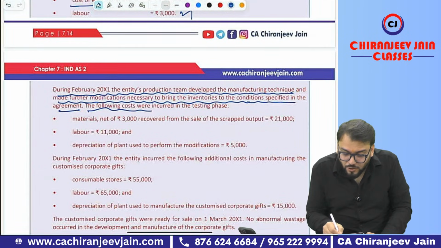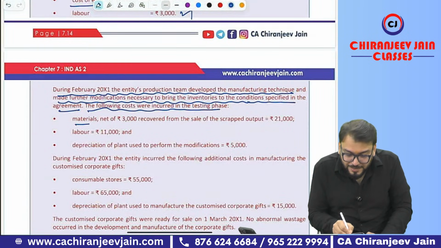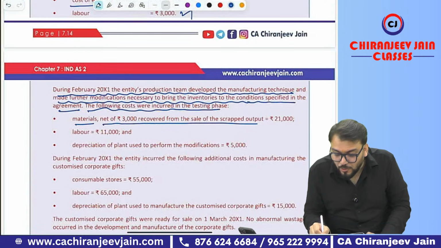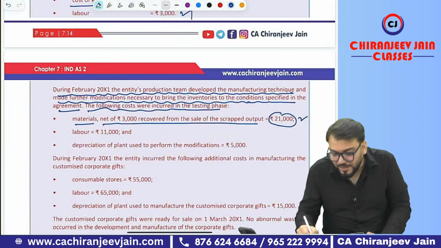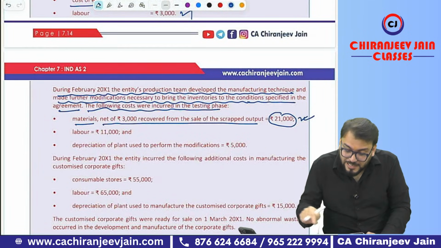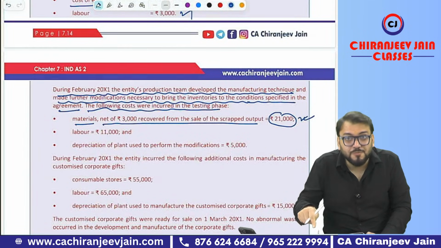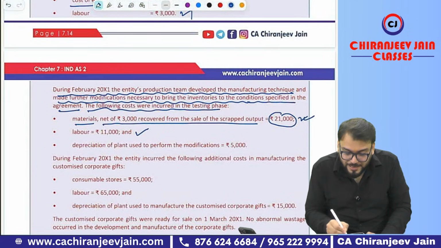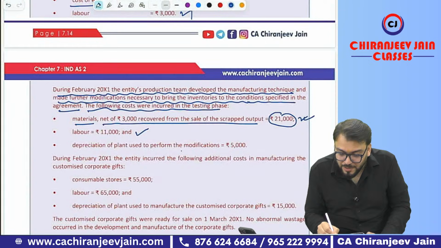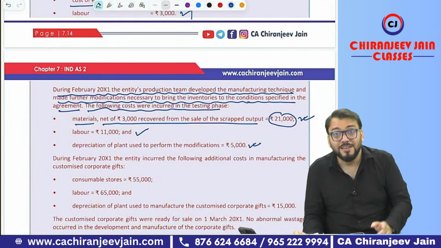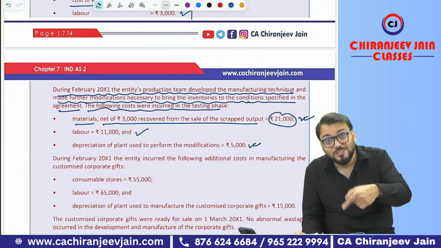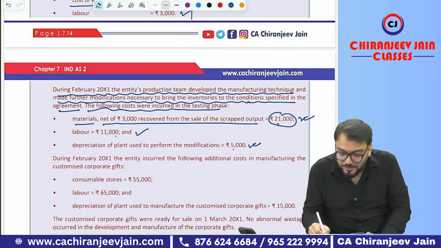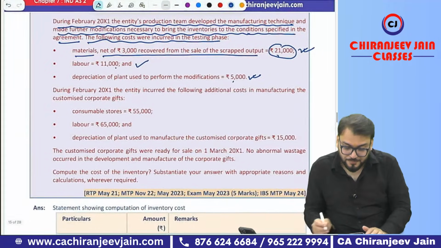The following costs were incurred in the testing phase: material, net of 3,000 received from the sale of scrapped output. It is already the net amount, so 21,000 will be capitalized, because this is net of the amount received from the sale of scrapped output. Labor will be added. Depreciation of the plant used to perform the modification will also be added. So 21,000 plus 11,000 plus 5,000 will be added.